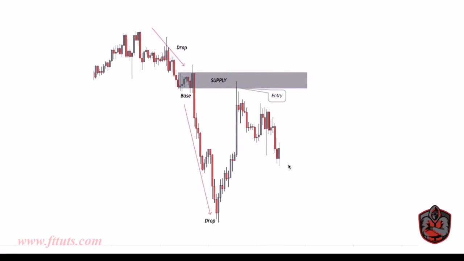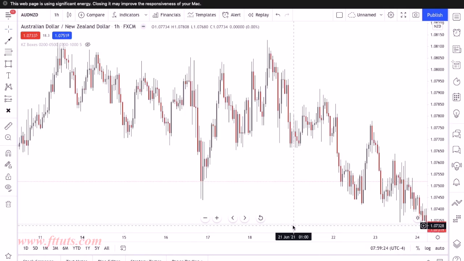Now I hope that was fairly straightforward. Move on to reversal zones. I'm going to be showing you guys quick examples. So first things first, quickly, I'm going to go through AN.